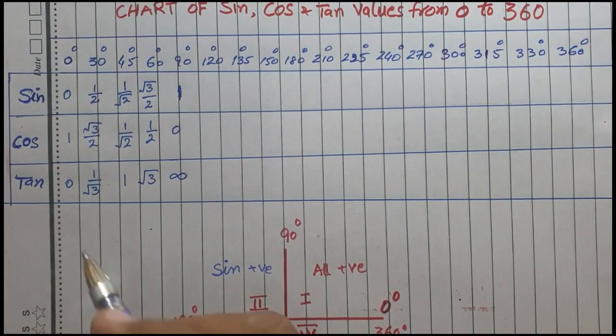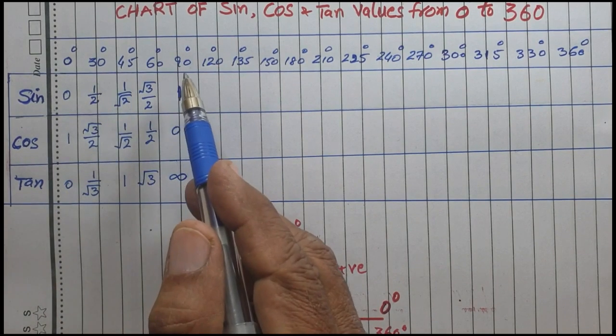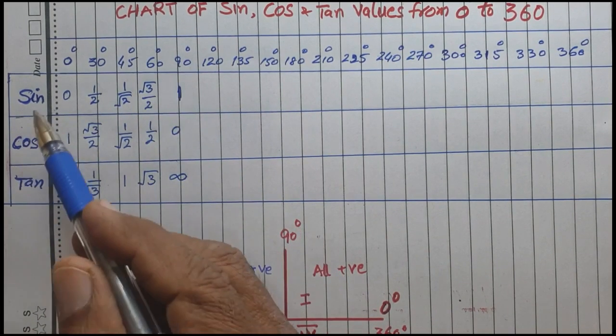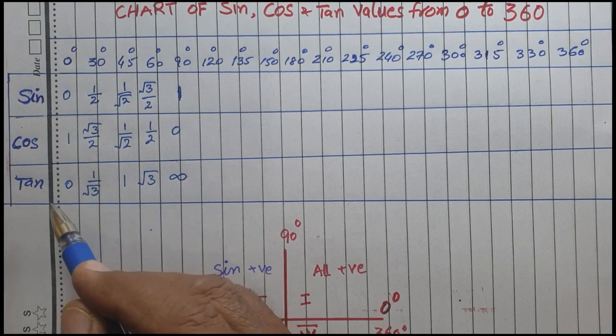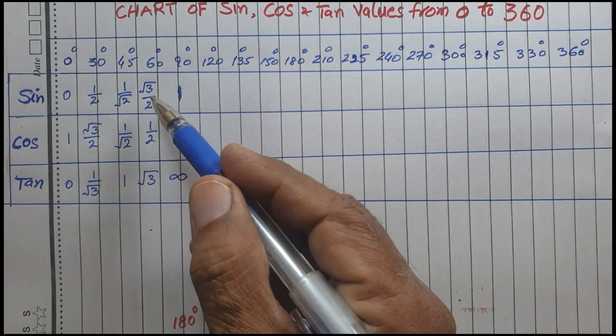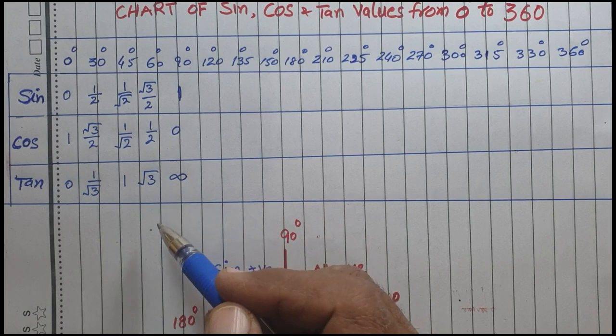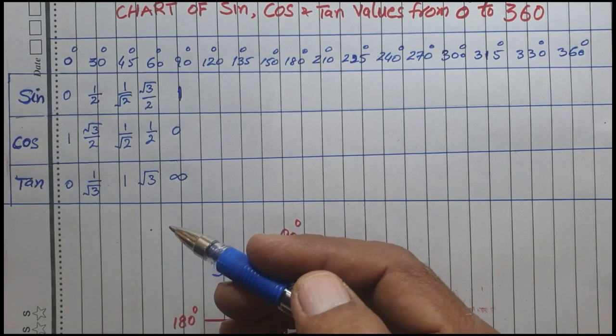You do not know the value of tan for these angles, but you must know the values of sine and cos to find the value of tan. You divide the value of sine by cos, and you will find the value of tan. Okay, we go to next.